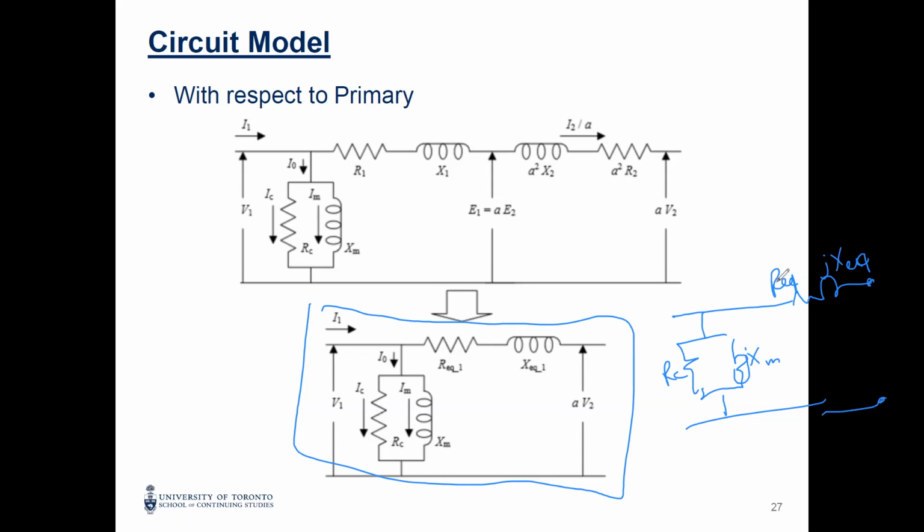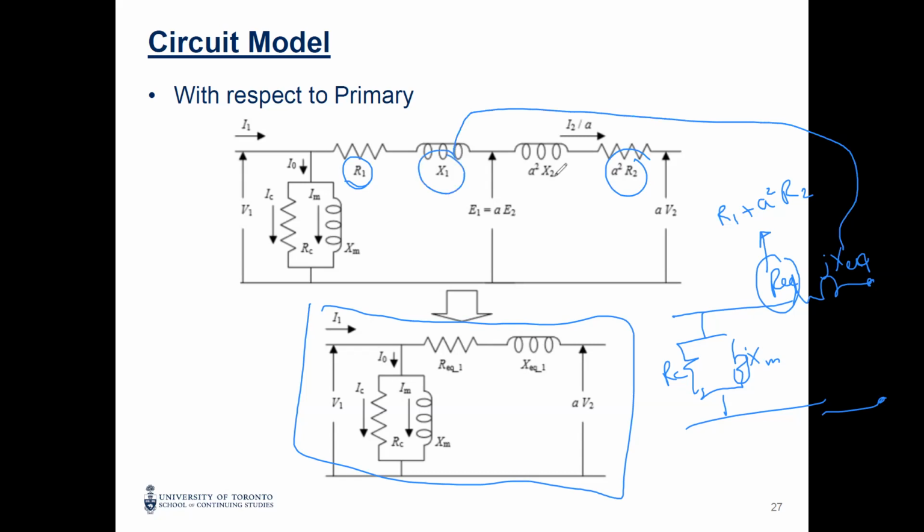Okay. You know that R equivalent, if you refer to the secondary, it's R1 plus A squared R2. This is R1 and A squared R2. And X equivalent is X1 plus A squared X2. Right?